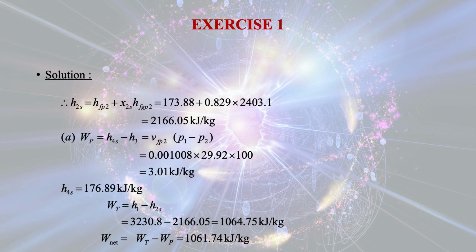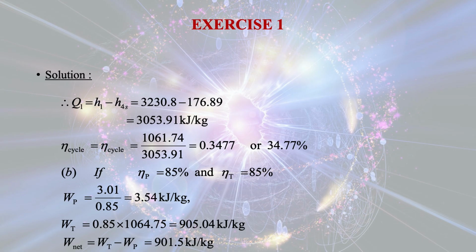So WT is equal to H1 minus H2S, that you know. H1 you have just calculated, H2S, so there is no problem for calculating WT, that is work done by the turbine. So that WT is equal to 1064.75 kilojoule per kg. Now WNet is the net work done for this process, is equal to WT minus WP. You know WT, you know WP, so WNet is equal to 1061.74 kilojoule per kg.